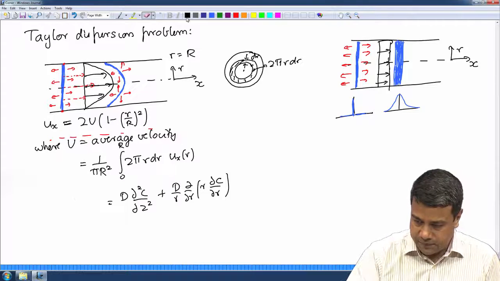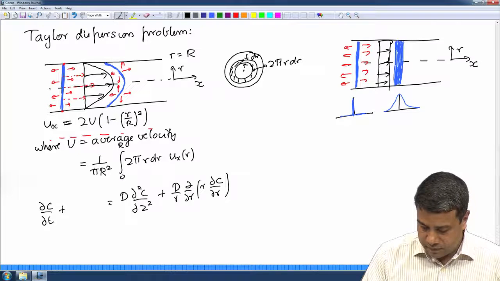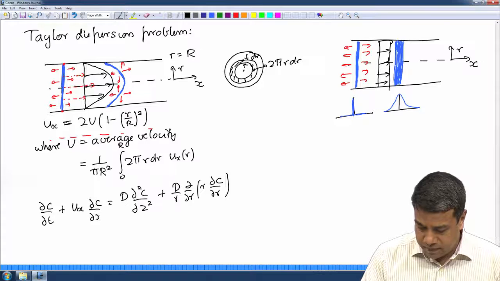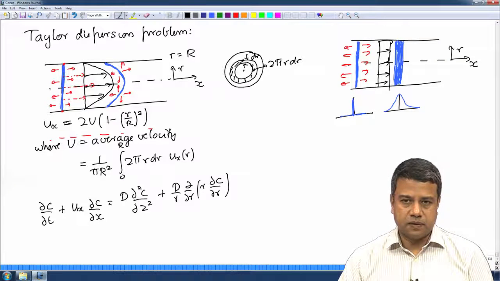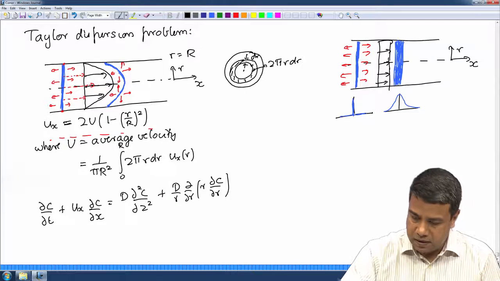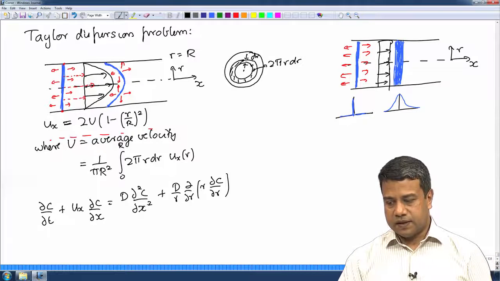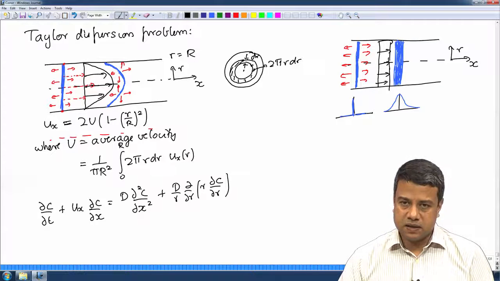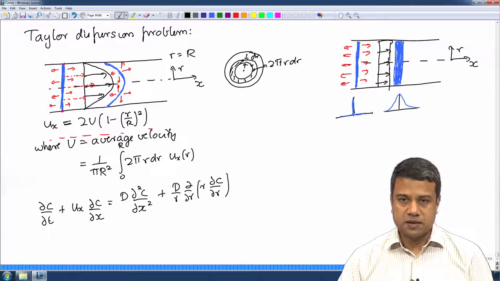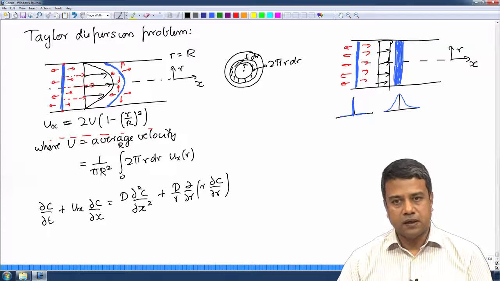So, let me just write that. This is the complete equation. I will consider the case where the convection along the x direction, my apologies, this should be the x direction, is much larger than diffusion along the x direction. That is the high Peclet number limit that we have been considering throughout this course. We will come back and see the conditions under which this approximation is valid.